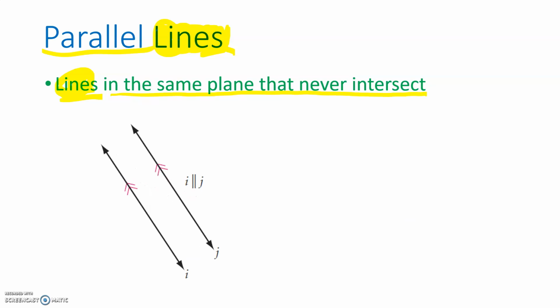Okay, so here are some examples of parallel lines. Lines in the same plane, that means on the same flat surface, on the same flat screen, that never intersect. And here is the symbol for that. You have those arrowheads. You can have 1 arrowhead on each, 2 arrowheads on each, 3 arrowheads on each, whatever you want. Since these lines are called I and J, we say I is parallel to J, so that's the symbol for that expression.